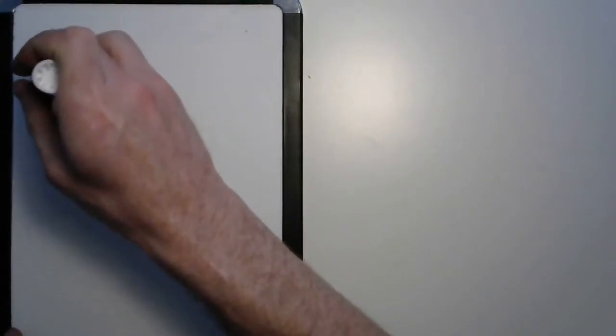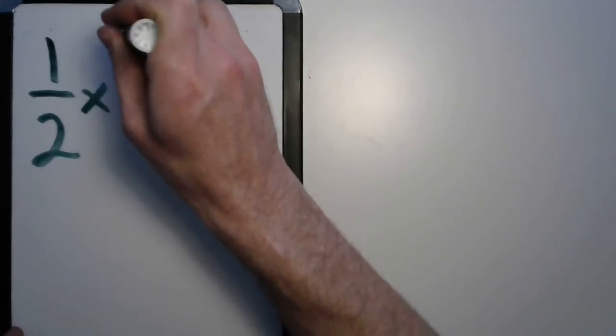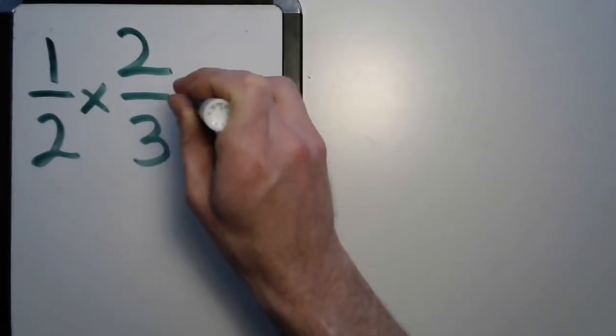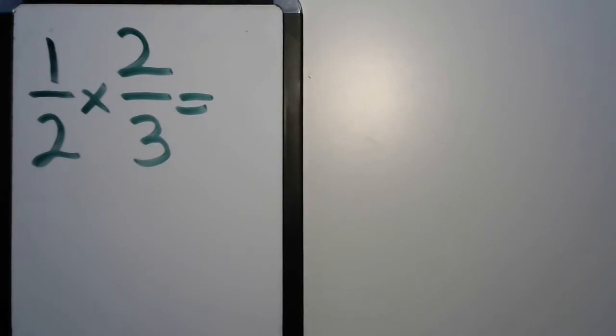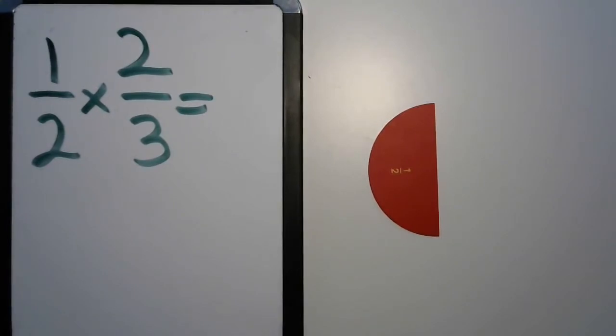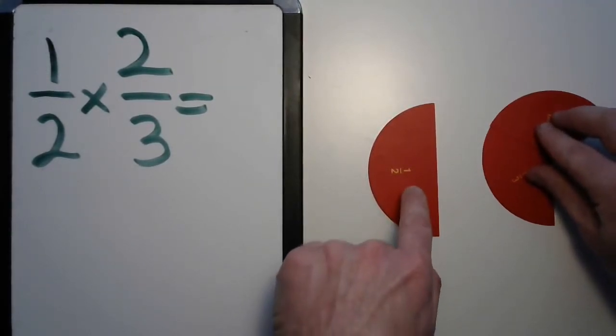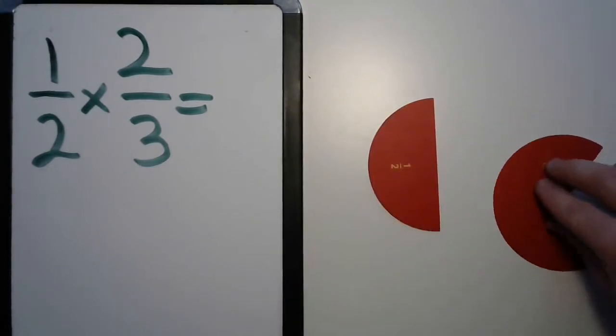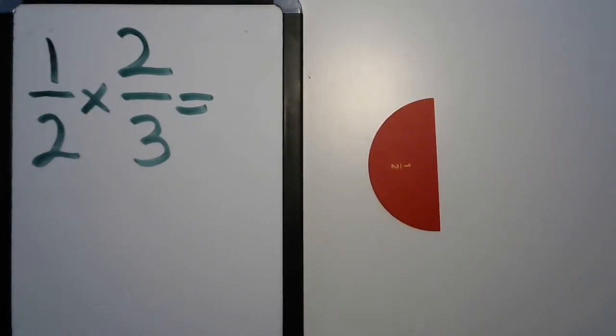How about this time we try 1/2 times 2/3? Change up that numerator a little. So I will bring out that half again. Let's take a look at what 2/3 would look like. Because what we need to do is split this into 3 pieces and keep 2 of those pieces. So we don't really need these thirds just now.